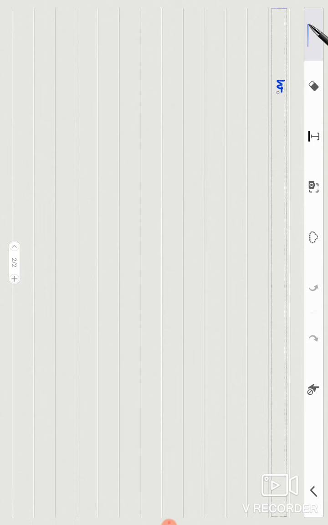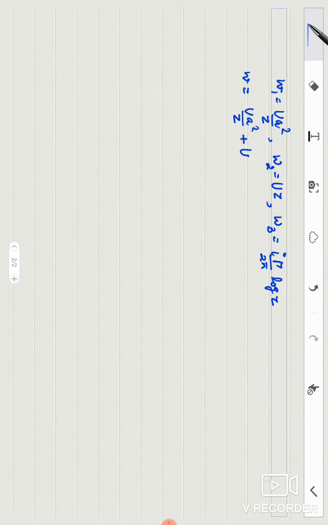W1 was calculated as u a squared upon z. W2 was calculated as uz, and W3 is recently calculated as i gamma upon 2 pi log z. So our W becomes u a squared upon z plus uz plus i gamma upon 2 pi log z. This is our W.